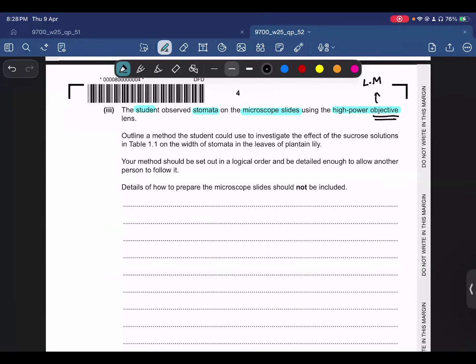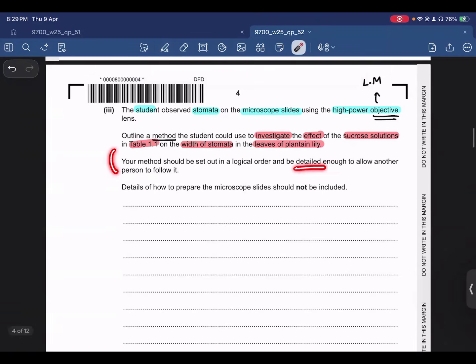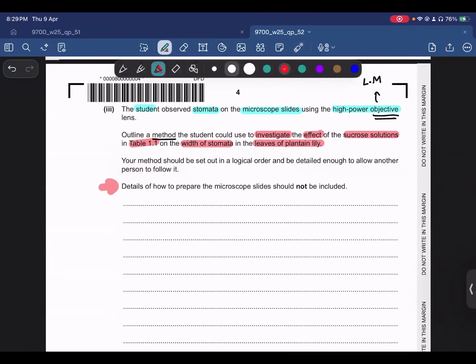Objective lens is used here. Outline a method the student could use to investigate the effect of the sucrose solutions in table 1.1 on the width of the stomata in the leaves of the plantain lily. Your method should be set out in a logical order and be detailed enough for another person to follow it. This is the same in every question. Details of how to prepare the microscope slide should not be included. We don't take a live specimen but a dead specimen, then paste it on tape and prepare the slide. Don't write all this.